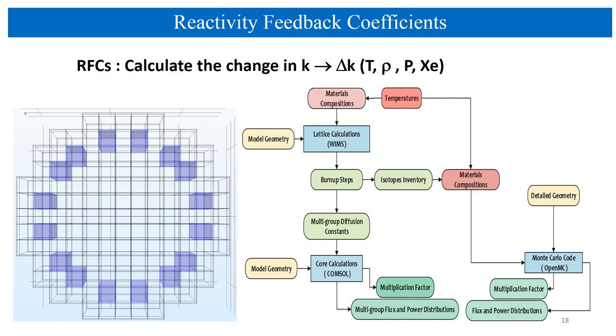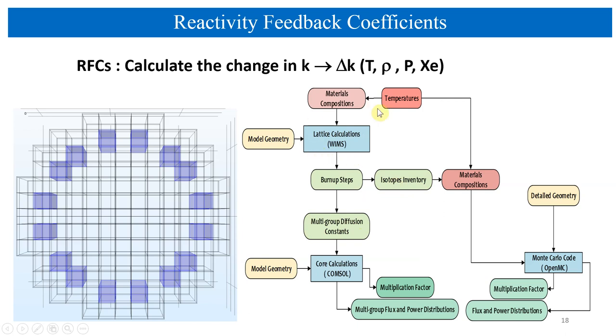Reactivity feedback coefficients. Right here is a critical point. Why? Because to account for the reactivity feedbacks and their effect on the multiplication factor, you should start here from lattice calculations. For each temperature, each density, or each composition, in the lattice calculation we have different multi-group diffusion constants and different isotope inventories.